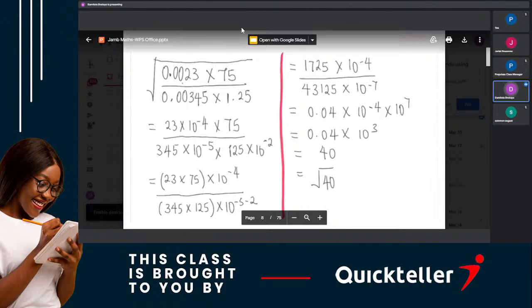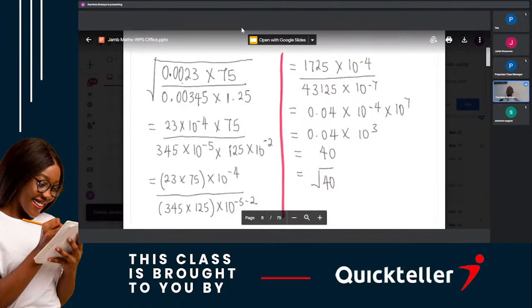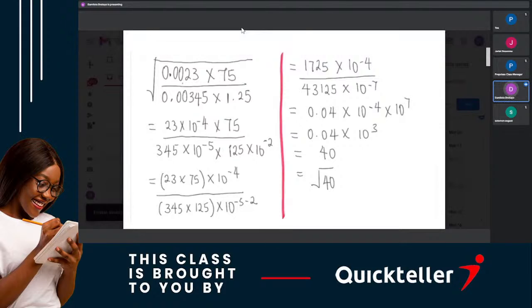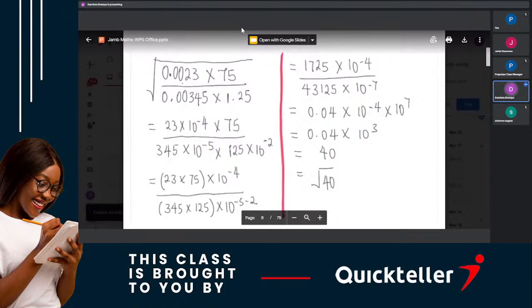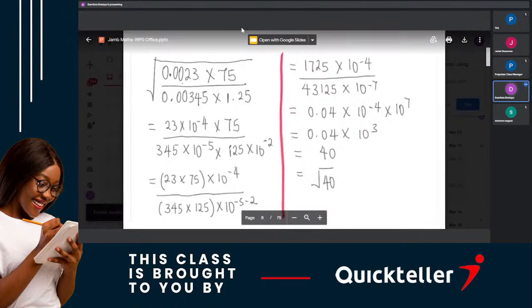Then 10 to the power minus 5 multiplied by 10 to the power minus 2. According to the law of indices, 10 to the power minus 5 multiplied by 10 to the power minus 2 gives 10 to the power minus 7. Then I have to divide 1725 by 43125. That gave me 0.04. Then 10 to the power minus 4 divided by 10 to the power minus 7.